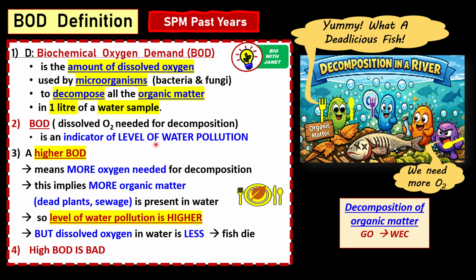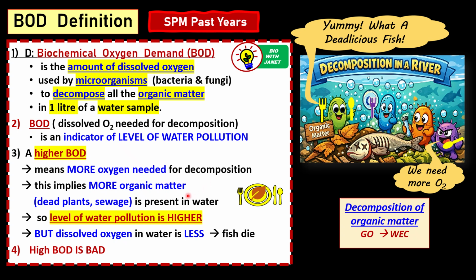All right. So BOD, that means the amount of dissolved oxygen needed for decomposition of the dead organic matter, is an indicator of the level of water pollution. Is a high BOD good? Let's say we compare two water samples, tap water and river water. Which will have a higher BOD? It is the river water. So a high BOD means that the water source has a higher demand for oxygen. It needs more oxygen for decomposition.